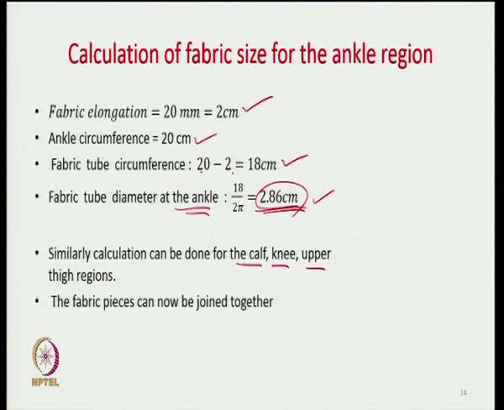Whatever we have done for the ankle region, we can do for the other regions also: calf, knee, upper thigh. Then we can get the size of the fabric pieces, and join them together by some stitching technology or other joining techniques, and make the garment which will give us the desired pressure.